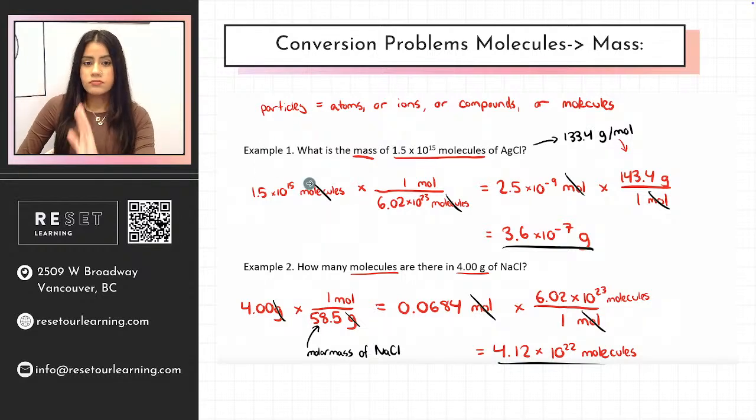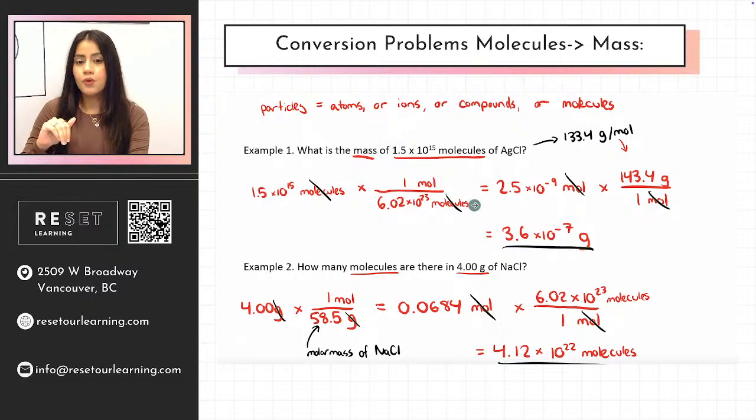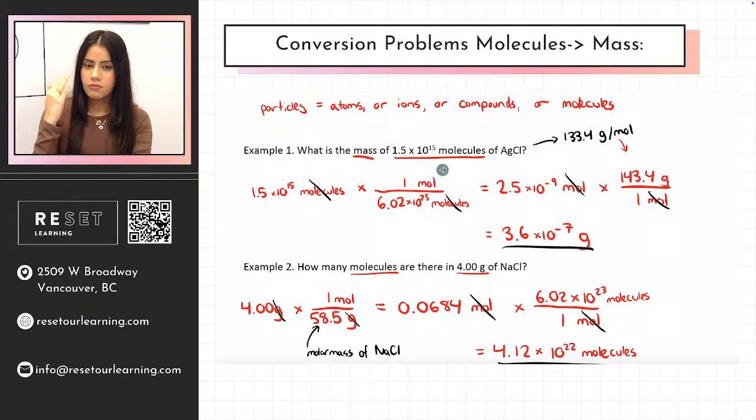So let's go stepwise. We will have to make a stop. We have to have a layover in mole. So we'll have to make a stop there. So let's first convert our molecules to mole. Okay, mole goes on the top, Avogadro's goes on the bottom. Molecules cancel. When you divide these two numbers, you get 2.5 times 10 to the negative 9.